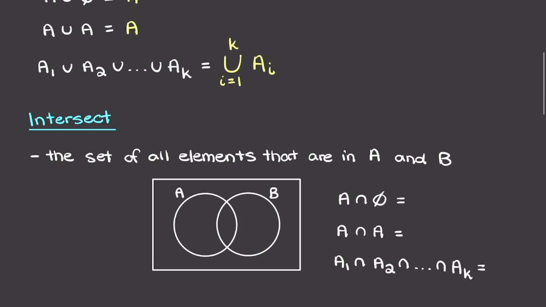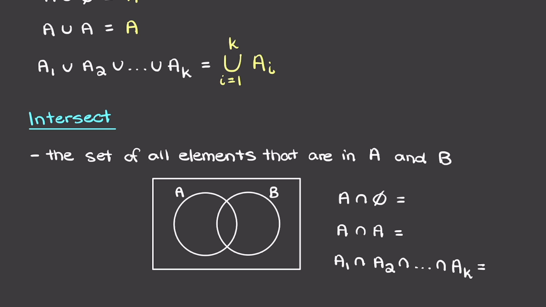Now we can also look at intersections. Intersections are what we usually call the AND operator. It's the AND operator because it's the set of all elements that are in A and that are in B. So this is represented as A intersect B. And on a Venn diagram, this refers to the middle portion, the elements that are in both A and B.